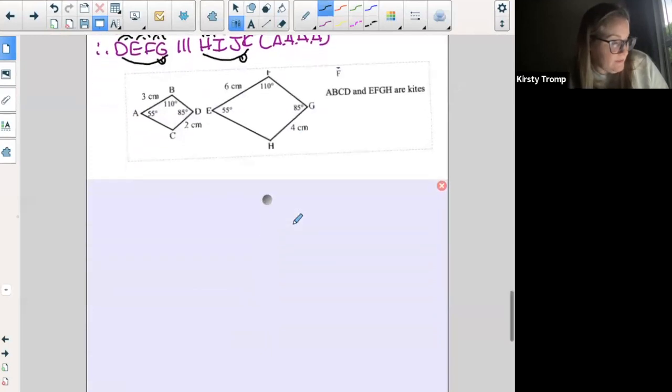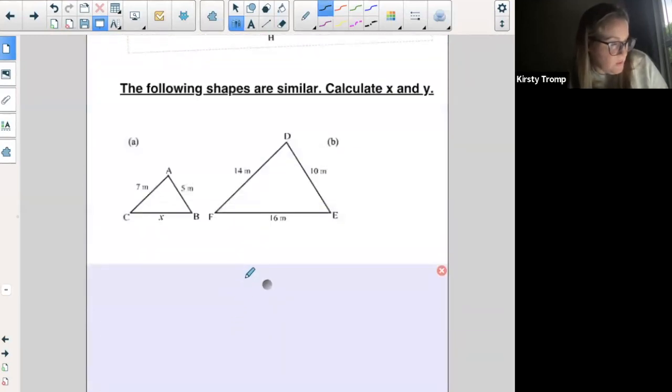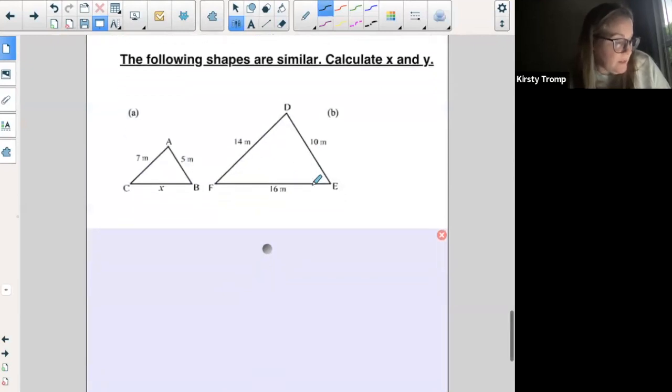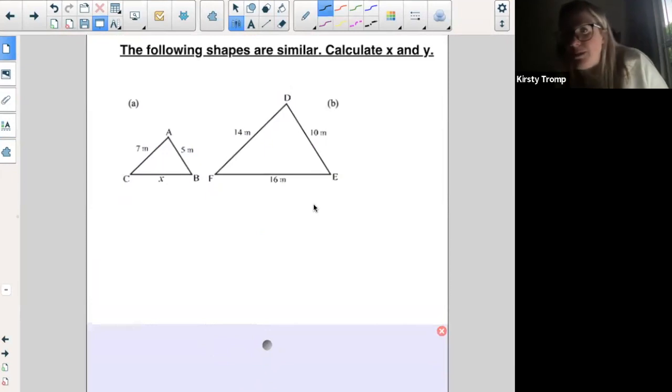Let's have a look at another one underneath here. That's very similar to the last one we did. This next one says, the following shapes are similar. I want you guys to try this one by yourself while I answer some of the questions that have been asked. I'm going to give you 2 minutes.